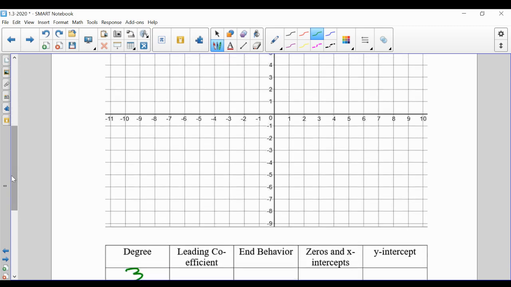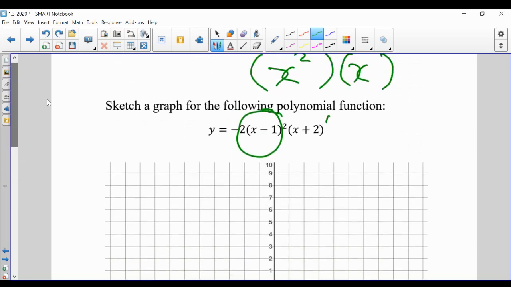Okay, Rachel, the next question for this graph is the lead coefficient. So I want you to think now, right? Let me erase this part right here.